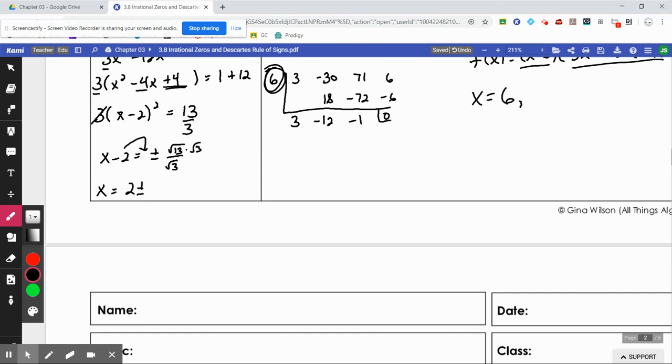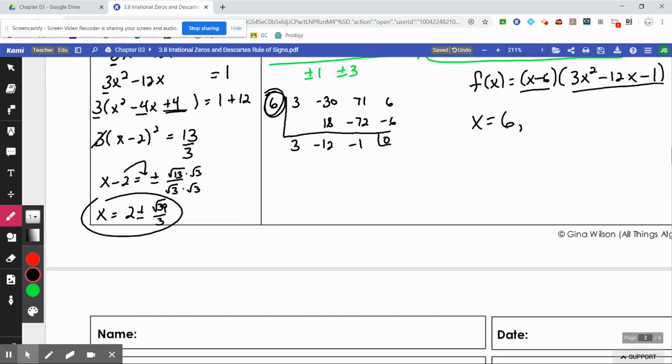Now that can be rationalized, and that's going to be the square root of 39 over 3. So you can leave it like that. So 2 plus and minus the square root of 39 over 3. Or you could do a common denominator, multiply top and bottom by 3, and you would get 6 plus and minus square root of 39 all over 3. So either one of those methods of leaving your answers would be fine.